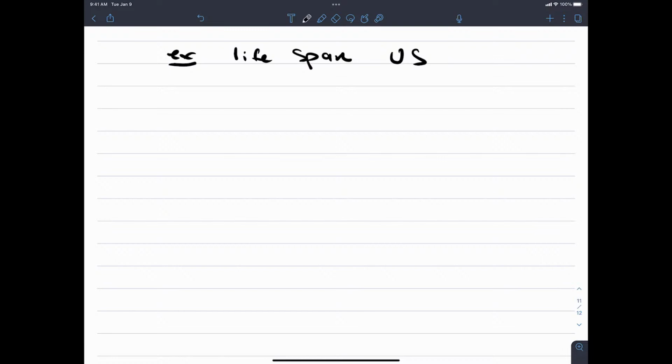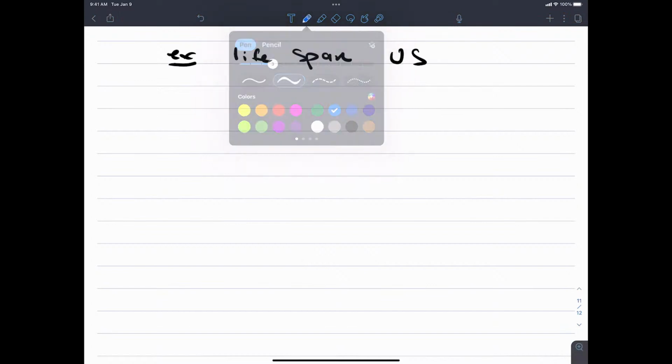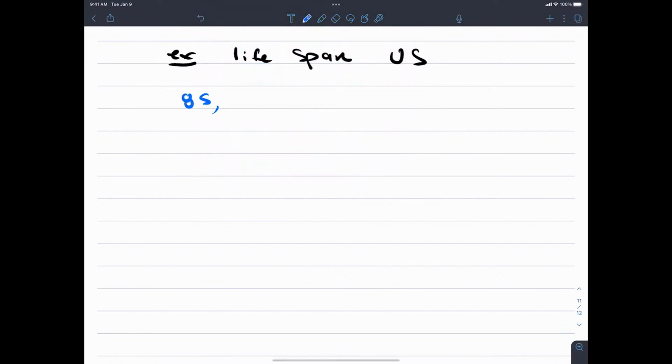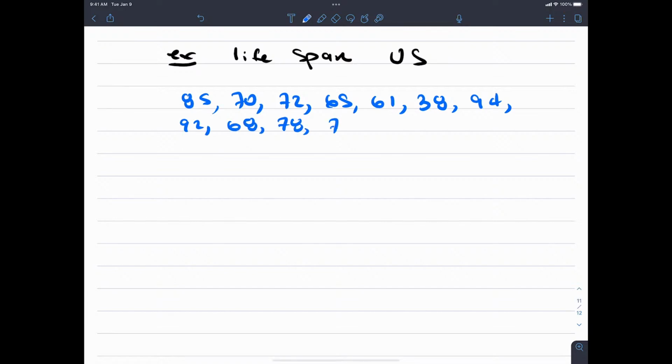Probably also lack of pollution, all those little details. So they all add up. So anyway, here's an example of lifespan. I'm going to gather some data, and this is in the US. 85, 70, 72, 65, 61, 38, 94, okay, 92, 68, 78, 70, 65, 98, and then 100 here.